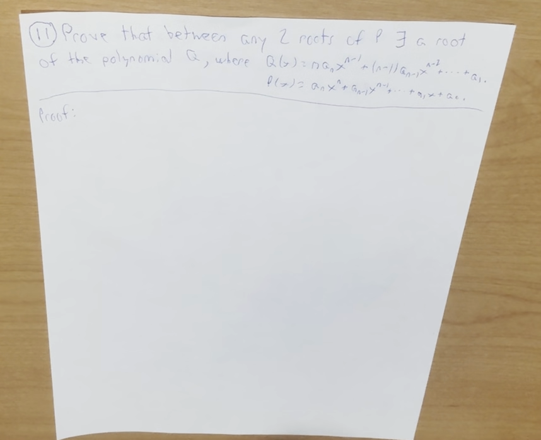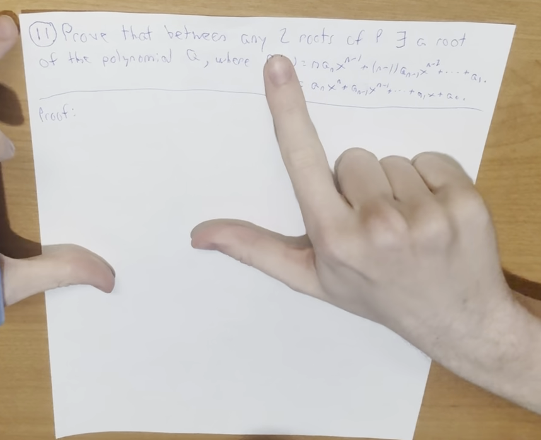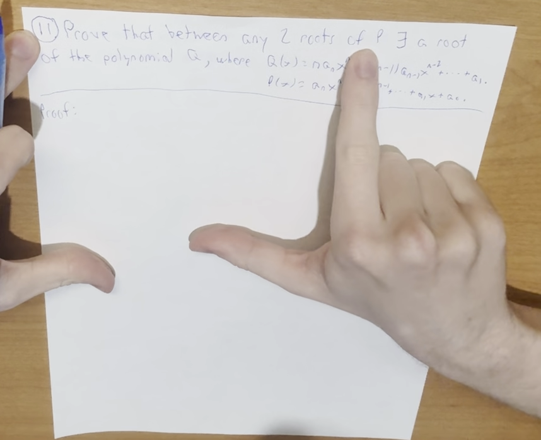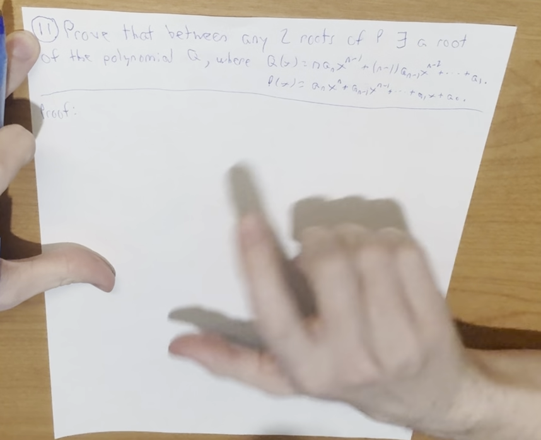So we notice this derivative relationship between q and p, and that brings to mind mean value theorem and Rolle's theorem. And so what we're going to do is first of all prove that between any two roots of p, so we're going to establish two roots of p.